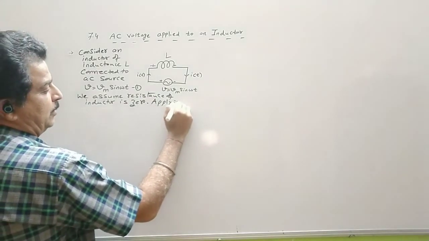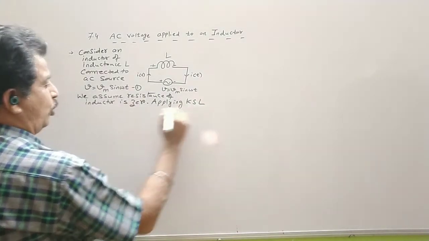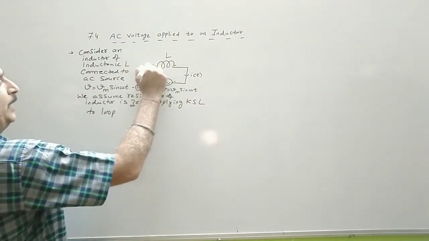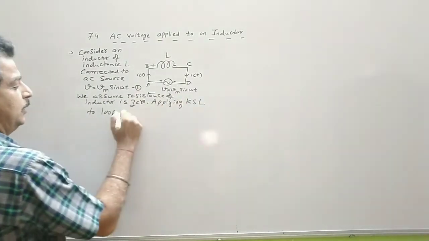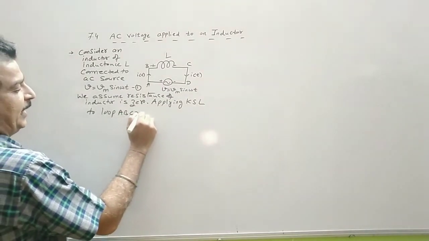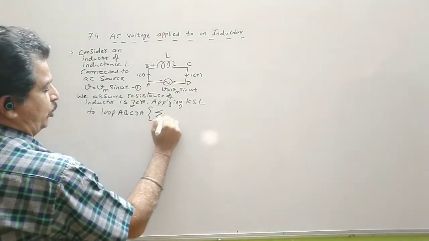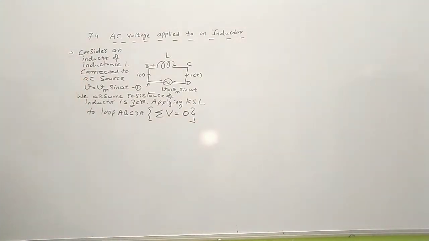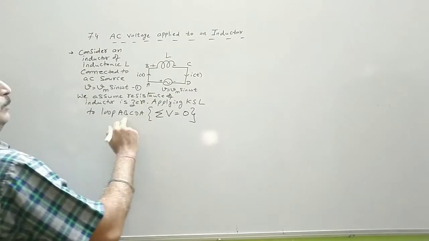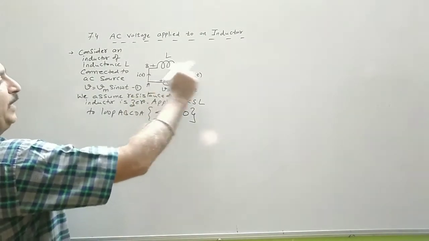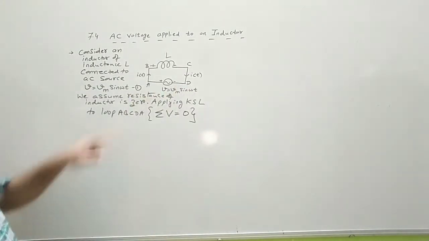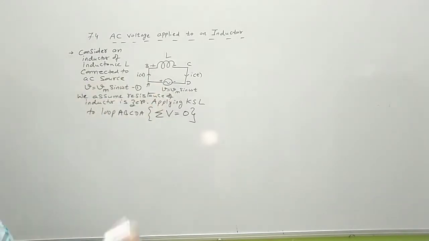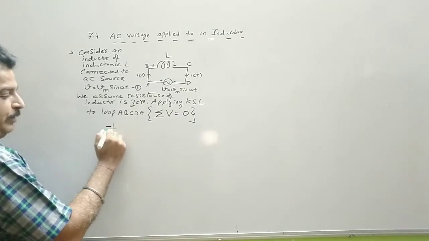Applying Kirchhoff's second law to the loop, let us name this loop as A, B, C, D, A. We know what is the Kirchhoff's second law, that is the algebraic sum of the potential difference in the circuit is 0. So suppose we start from A to B, then B to C. You are moving in the direction of the current. The current is increasing. Suppose at any instant, then it opposes the growth of a current. So we put a minus sign.